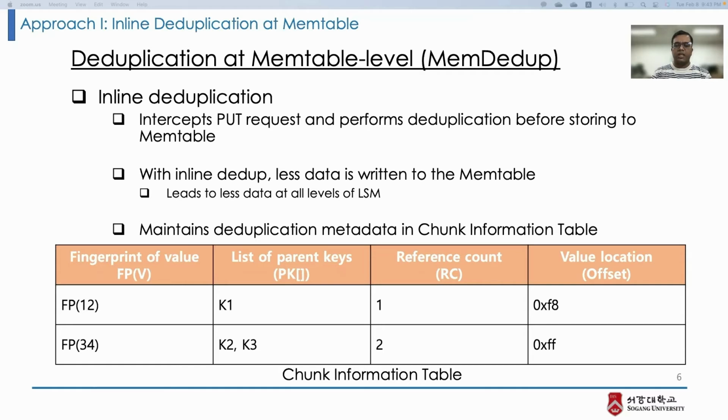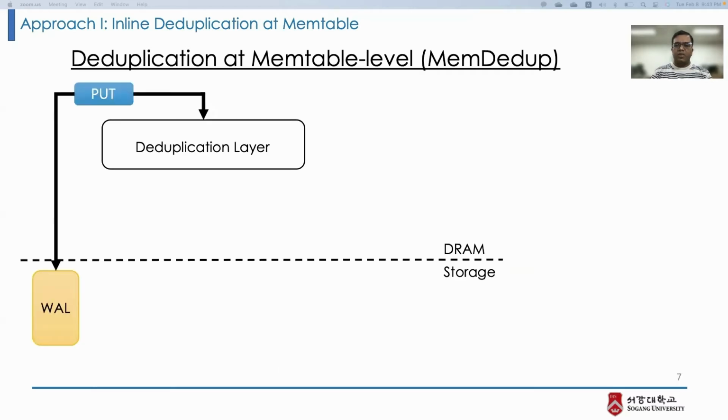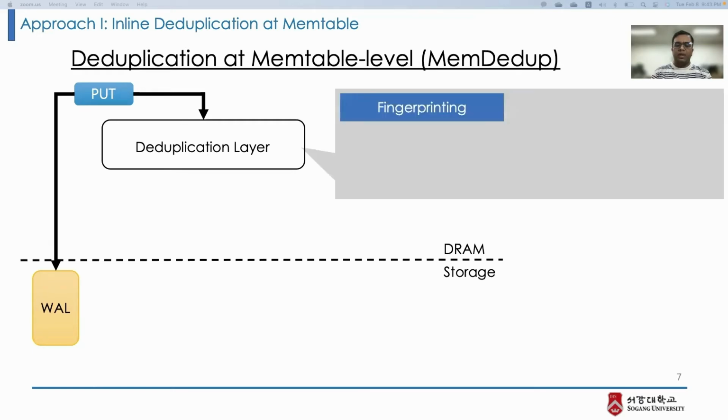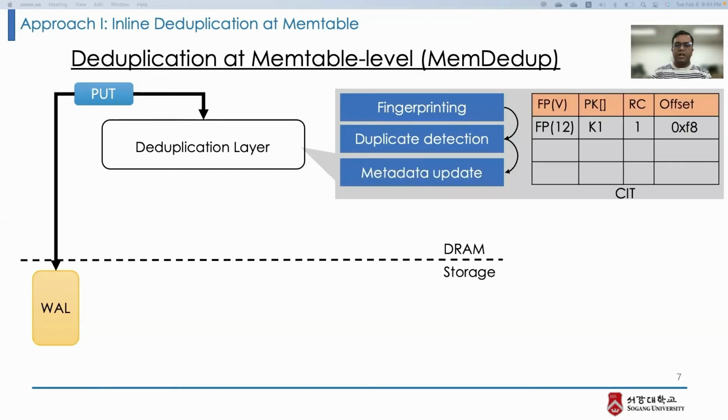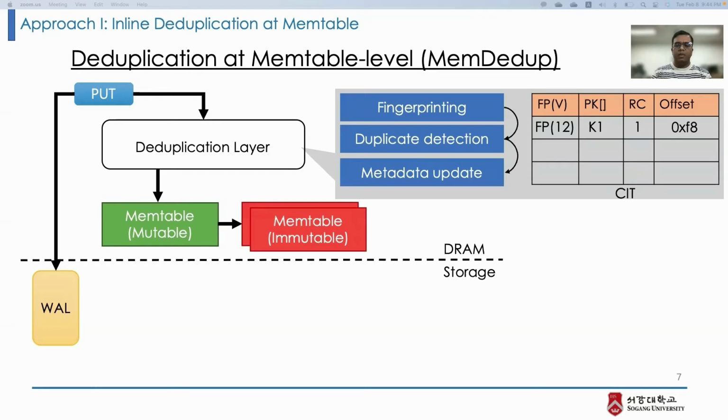Let's look at the example on the right. When a put request comes, it is first written to the WAL for maintaining failure consistency, and then moved to the deduplication layer, where we first perform fingerprinting, followed by duplicate detection, and then update the metadata at the CIT. After that, the key value pair is updated at the memtable based on the deduplication results. Once the memtable is full, it is converted into an immutable memtable, followed by a dedup metadata update, and then follows the rest of the LSM-tree steps.